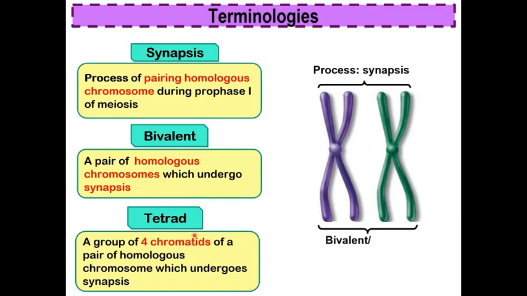Next is tetrad, a group of 4 chromatids of a pair of homologous chromosomes which undergoes synapsis. So this structure we can also label as tetrad if we refer to the number of chromatids: 1, 2, 3, 4.